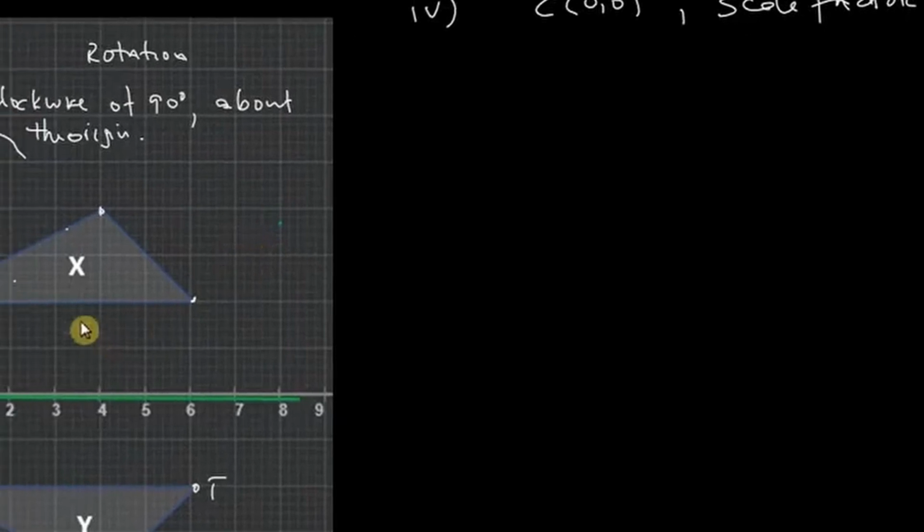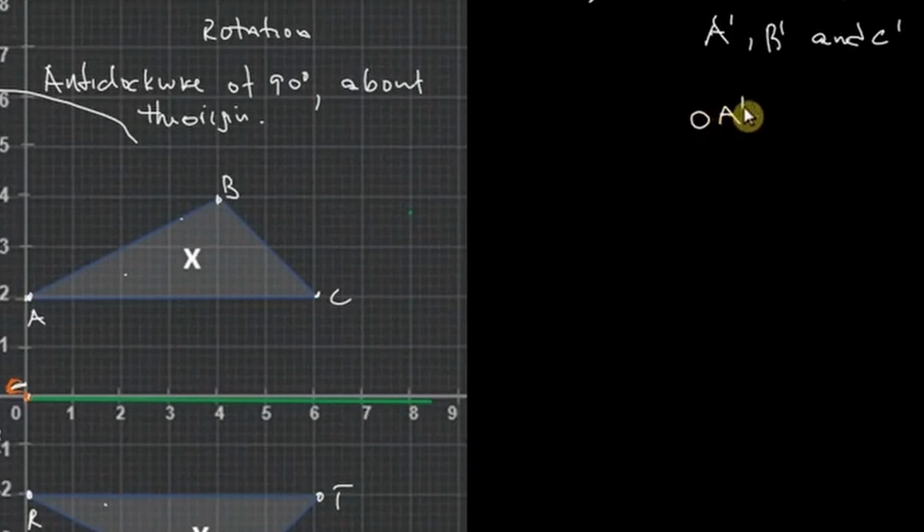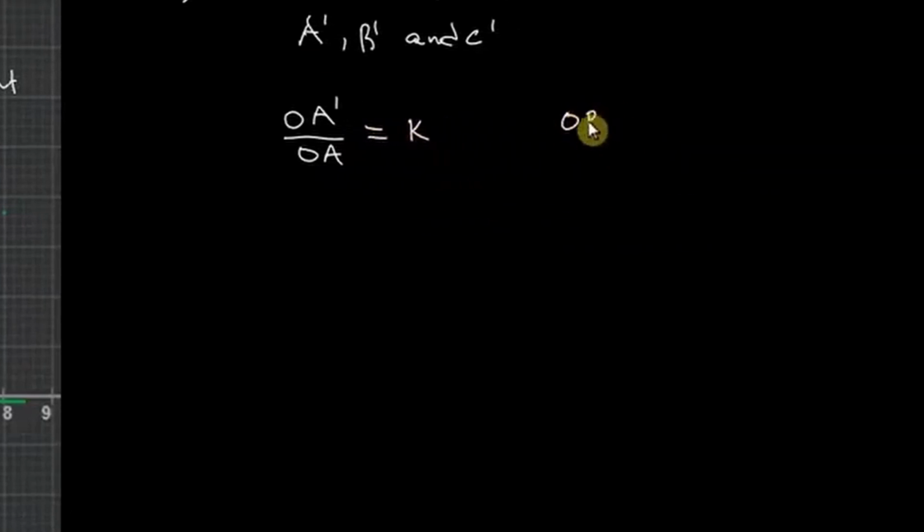So we should reproduce the image after enlargement. So let us label the vertices of our object. Let's call this one A, B, and C. So what we're asked to find are A prime, B prime, and C prime. So how do we find these new coordinates, or the coordinates of this image? Well, let us remind ourselves that O to A prime divided by O to A is equal to our scale factor. Similarly, O to B prime over OB is also equal to our scale factor, and O to C prime over OC is also equal to our scale factor, which we know to be equal to half.